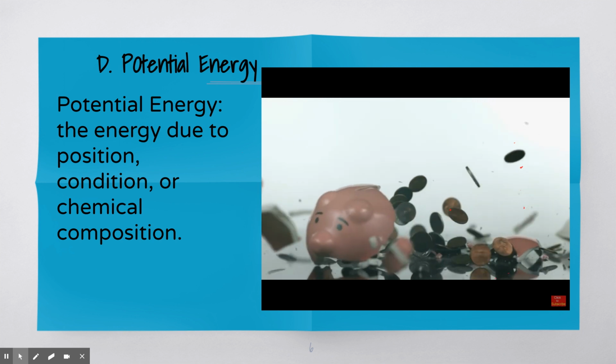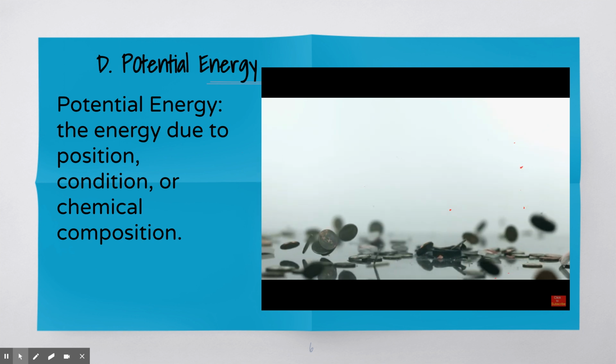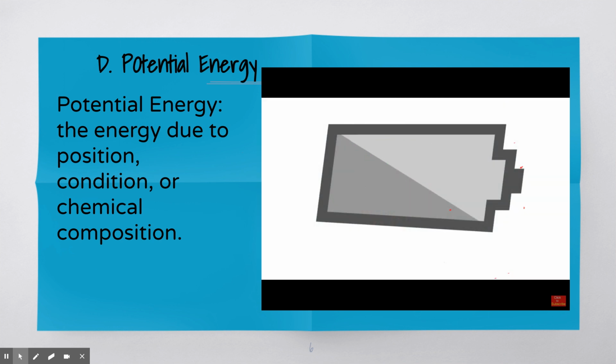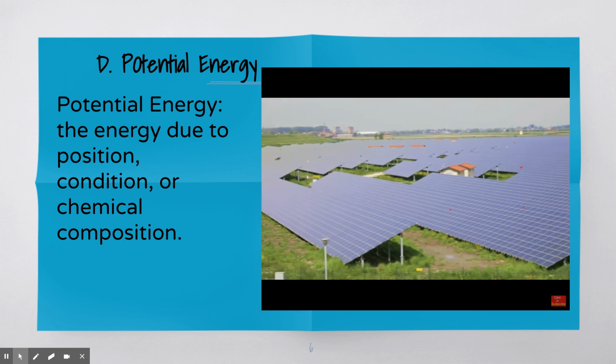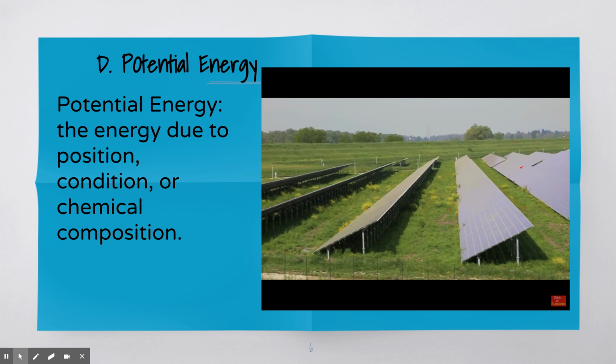You can see what happens as it falls. This stored energy is now released. This match demonstrates chemical potential energy. Once the chemical reaction begins, you can see how the energy is released. This battery is also an example of chemical potential energy. These solar panels are storing the energy of the sun and are another example of chemical potential energy.